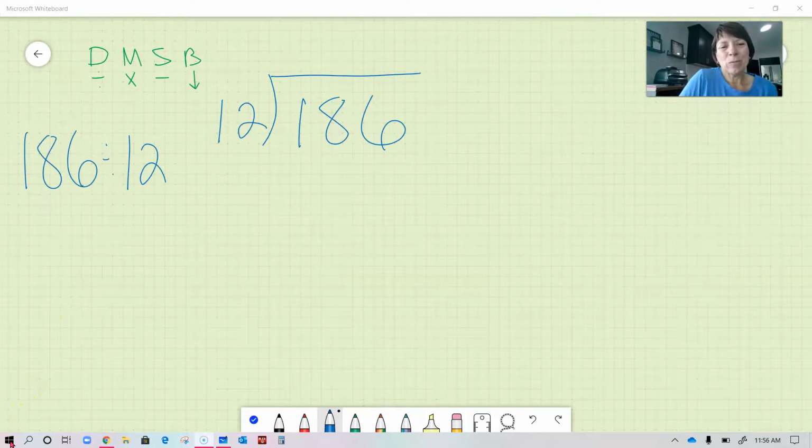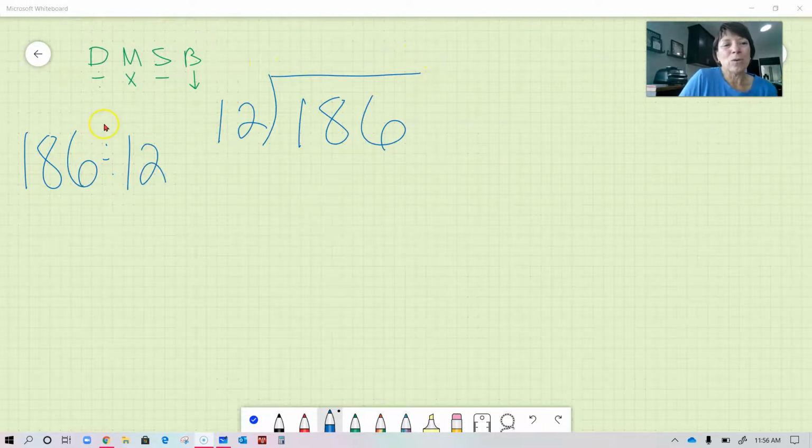Okay, let's try a problem where we will get a decimal answer. So our problem here is 186 divided by 12. That means we put 186 in the house, that's called the dividend, and we put 12 outside the house, that's called the divisor, and we want to get the answer, or the quotient.